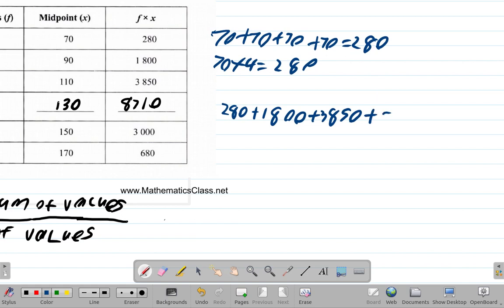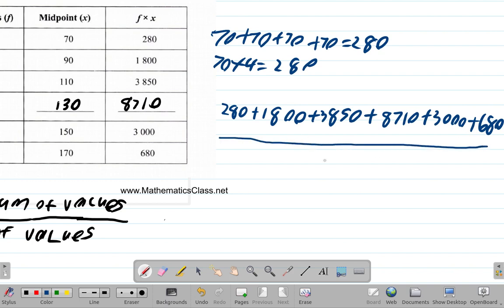Plus 8710 plus 3000 plus 680. See that? All over. Over what? 150. So, let me put here bar x. Bar x represents mean. So, bar x equal.